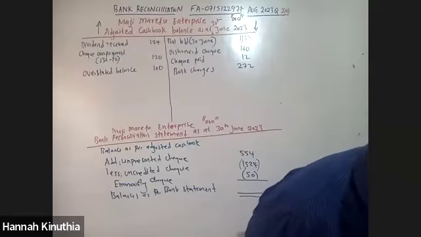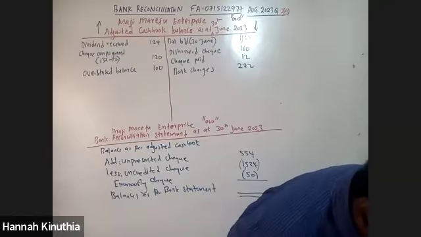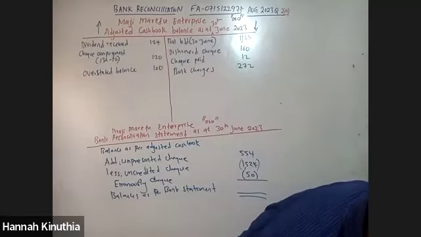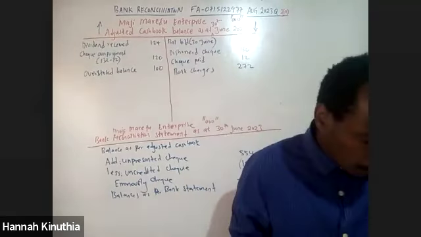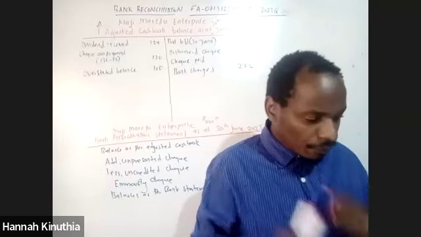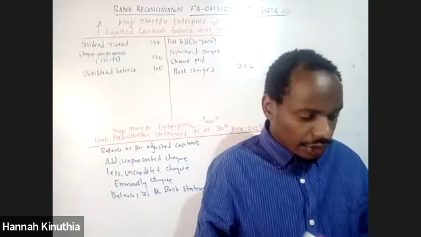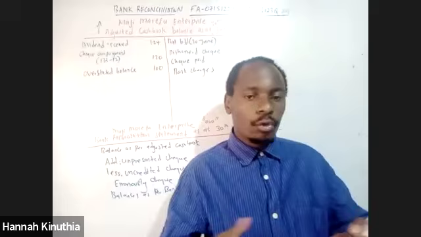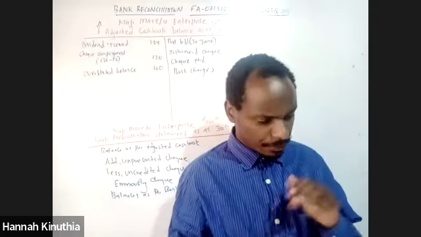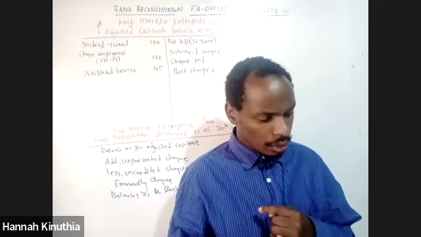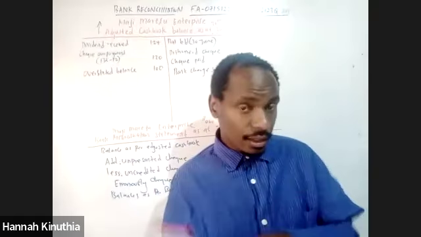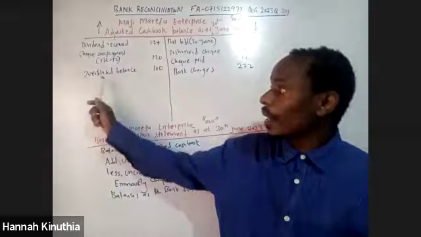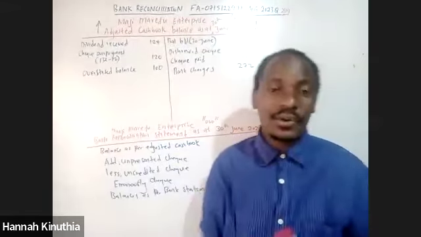A check for 54,000 shillings had been entered as a receipt in the cash book instead of a payment. Okay, so remember, a check totaling 54 has been entered as a receipt instead of a payment. You were supposed to pay, but you recorded it as a receipt. Now, how do you correct it?